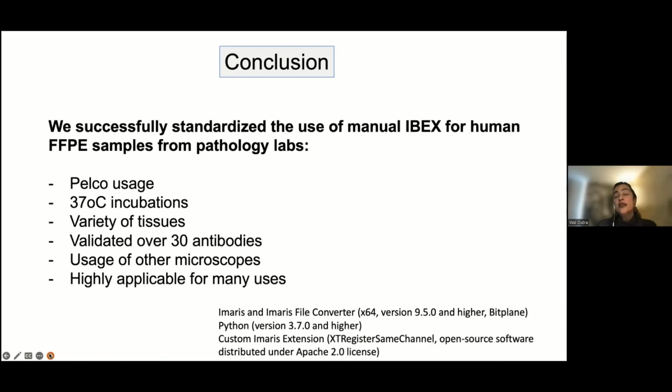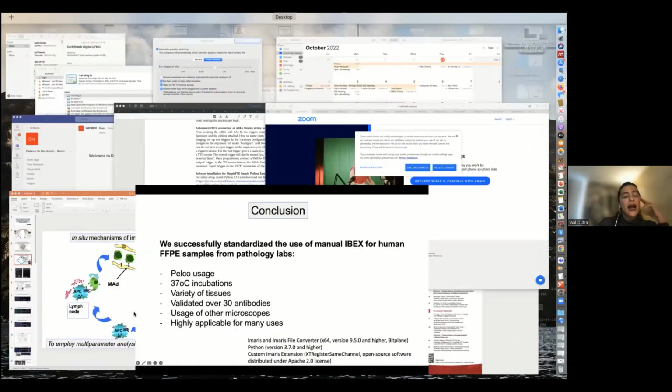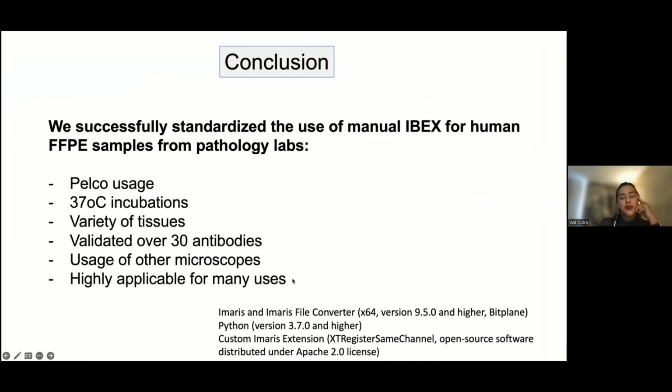We used the SP8 Leica that they had available there, but we also used simpler machines with less ability to read so many different fluorochromes, and they work really well. As I mentioned earlier, you're just going to have to add more and more cycles, and this is obviously highly applicable for many different uses.